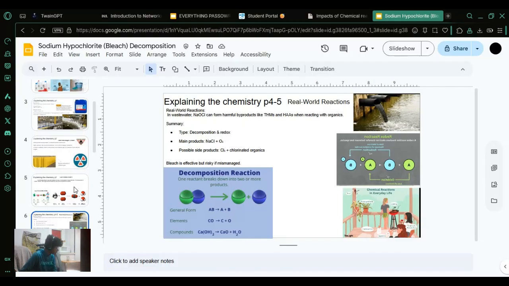Poison control centers report thousands of bleach-related incidents annually. Misuse rose during COVID-19 due to increased household disinfection. Workers in manufacturing, storage, and wastewater plants face higher exposure risks without proper PPE, ventilation, and training.